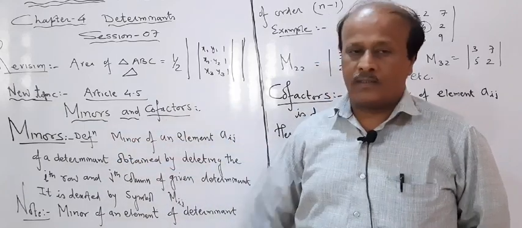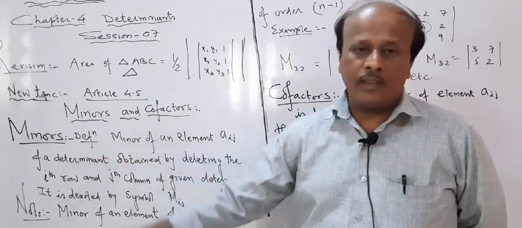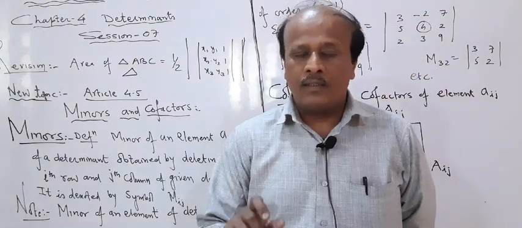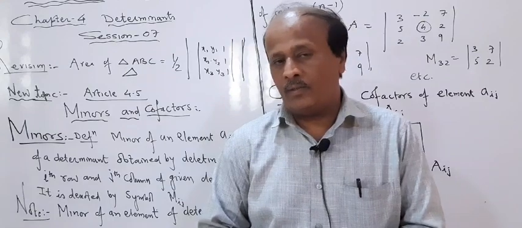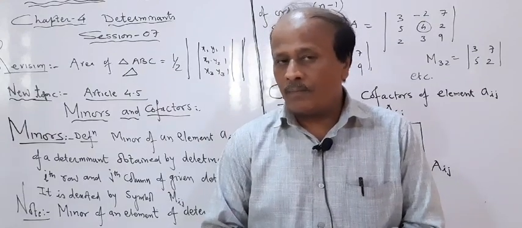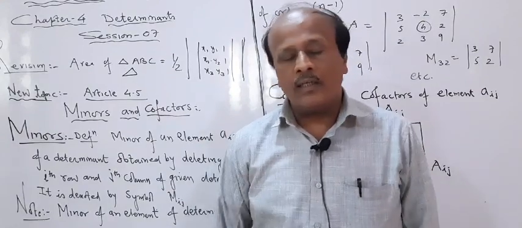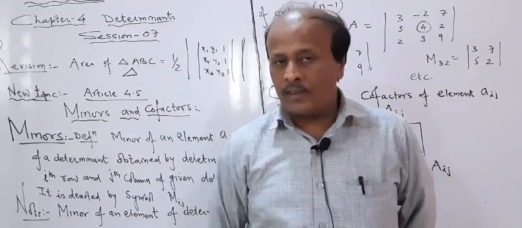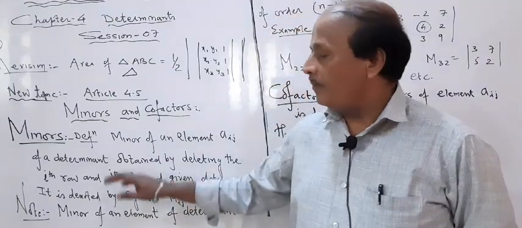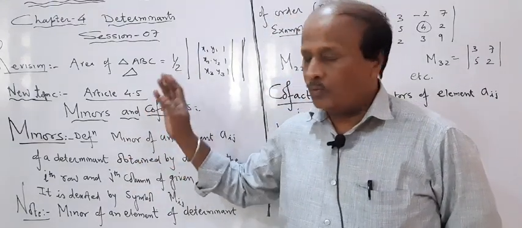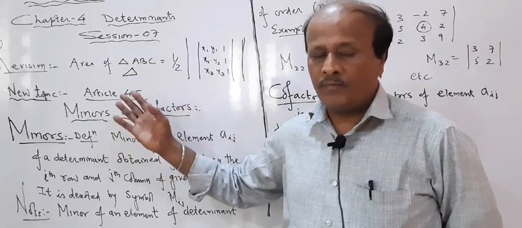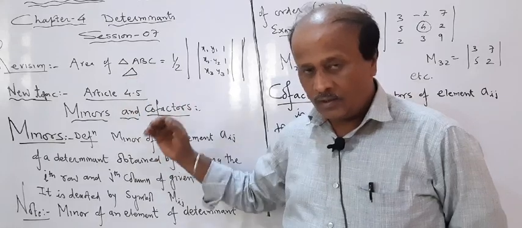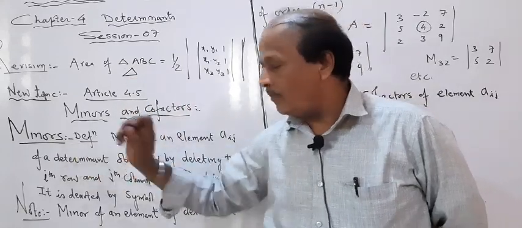Minors and cofactors. Many times I am telling you, whenever you define any particular term, the name of that term itself gives you an idea about that term. For example, minors. In our day-to-day life, in literature, minors means small one. So suppose we got a big determinant, maybe 3 cross 3, maybe 2 cross 2, or bigger than that, which is not in our syllabus. If you got a big determinant and you convert it to a smaller one, then it is called minors.